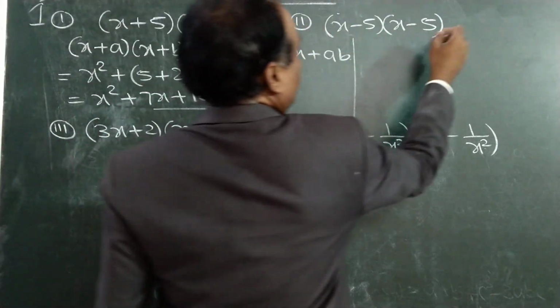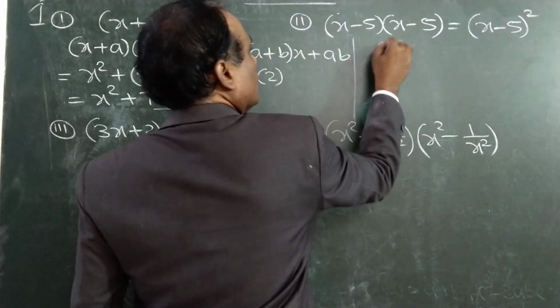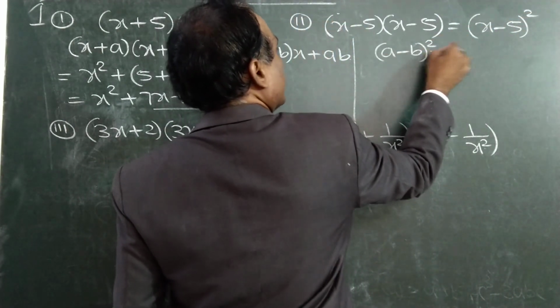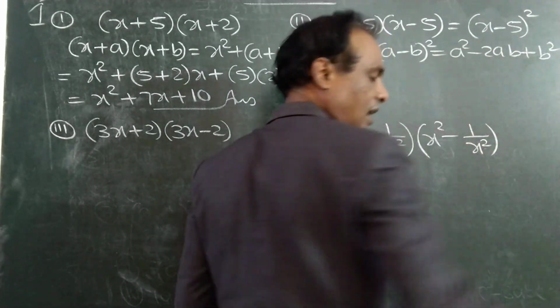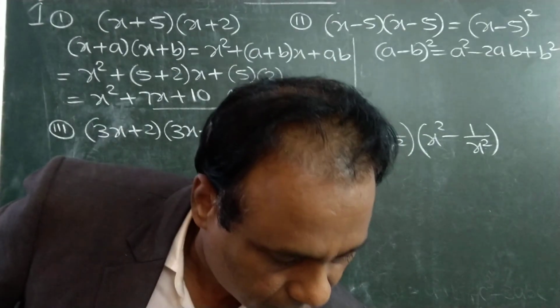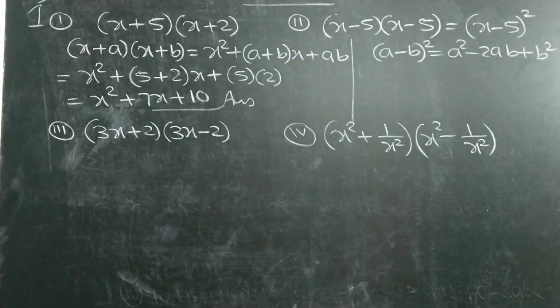Same numbers, which is nothing but (x minus 5) whole square. So remember the formula (a minus b) whole square, a square minus 2ab plus b square. Apply the formula and get it. a square minus 2ab plus b square, (x minus 5) into (x minus 5).